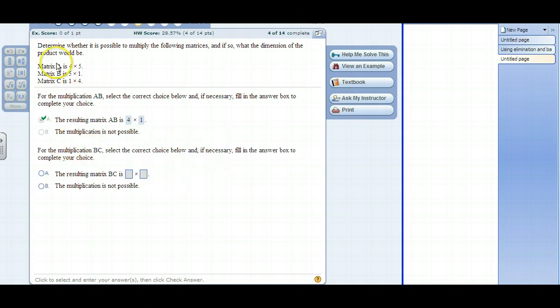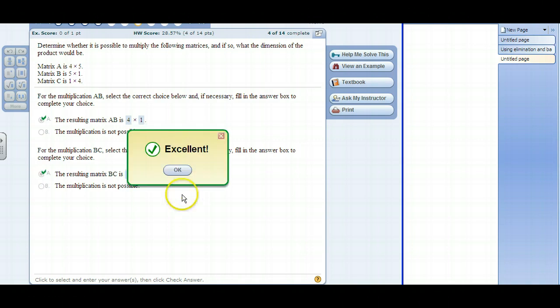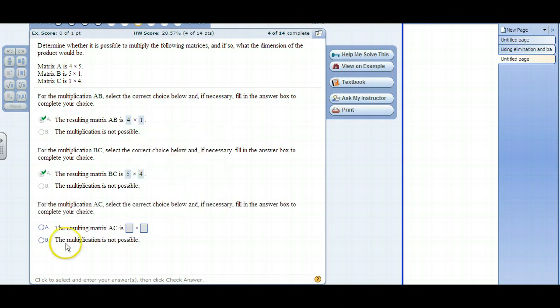Alright, now B times C. 5 by 1, 1 by 4, so we get a 5 by 4. Again, the 1s are the same on the inside, so we can do the multiplication, and we just get those two outer things. Now A times C. A is a 4 by 5, C is a 1 by 4. The 5 and the 1 this time don't jive, so we can't do that multiplication.